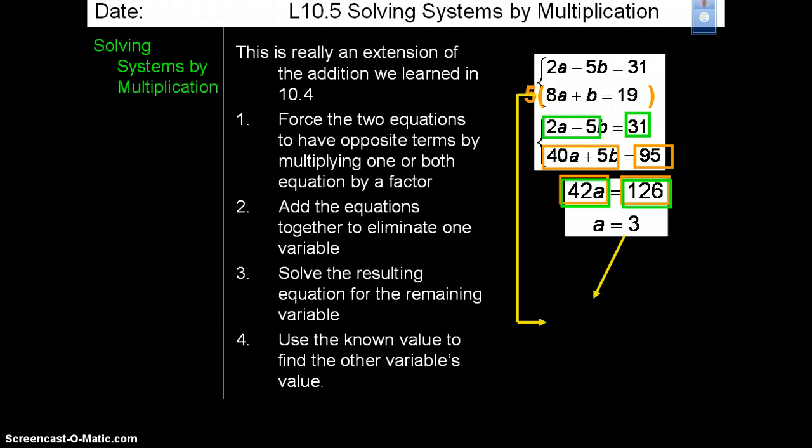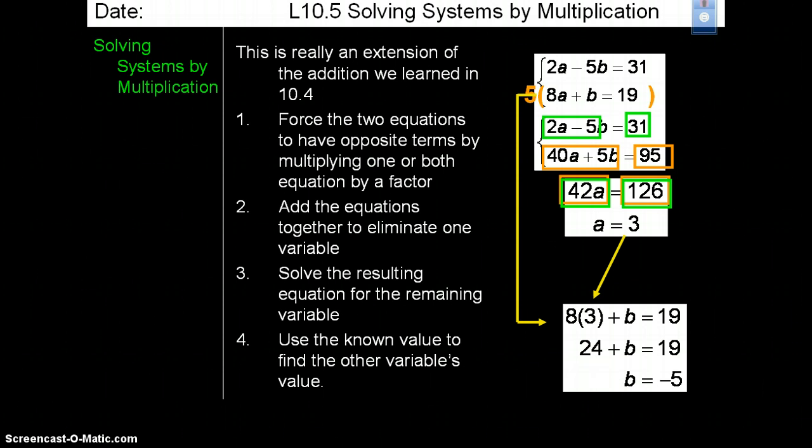Now that we know that a equals 3, we can use either equation to find out what b is. Since the second equation actually had a plain b in the equation, I decided to use that one. So instead of 8a plus b equals 19, we see 8 times 3 plus b equals 19, which gives us 24 plus b equals 19. By adding a -24 to both sides, we find out that b equals -5.